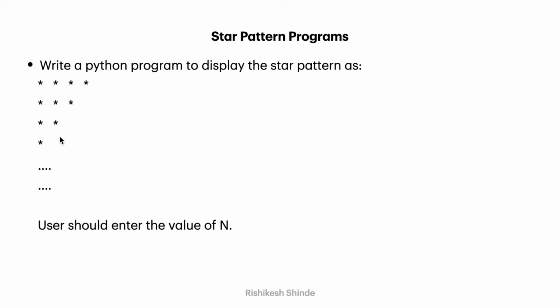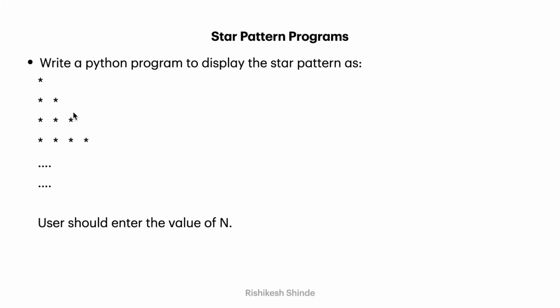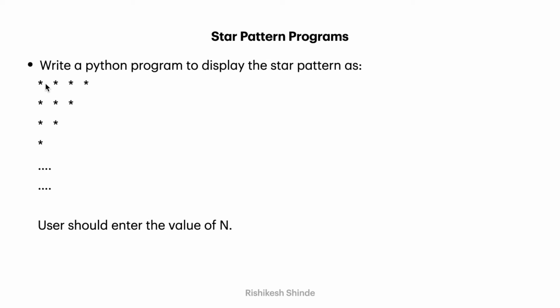pattern. First of all, understand the difference between the first problem and the second problem. In today's problem, we have more stars at the start, and gradually the number of stars decreases as we go down. But in the last problem, our stars were increasing. So that is the main difference. First of all, please try it by yourself. Okay, let us have a look at our solution.